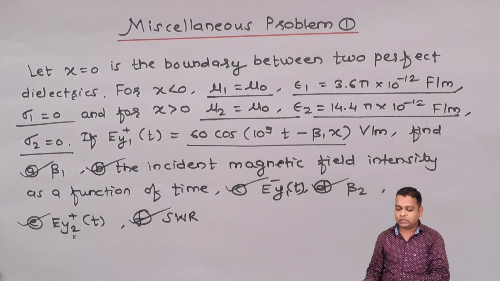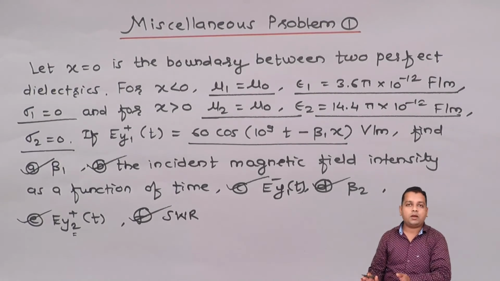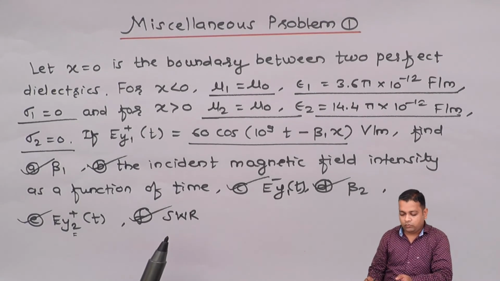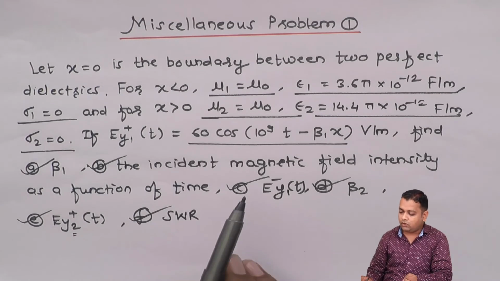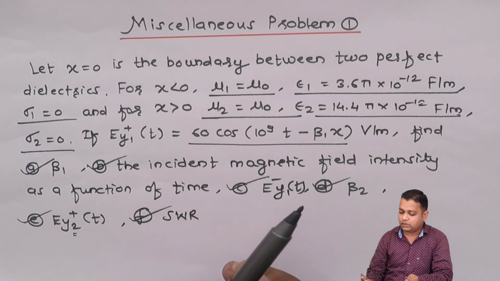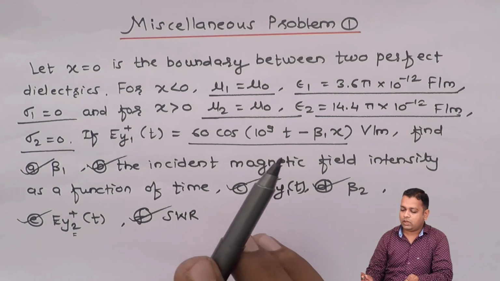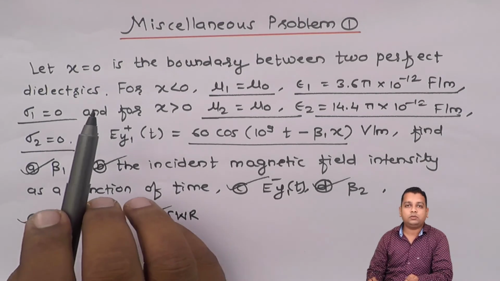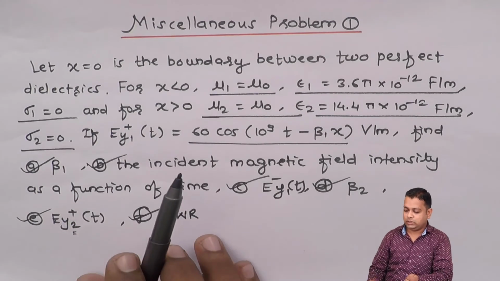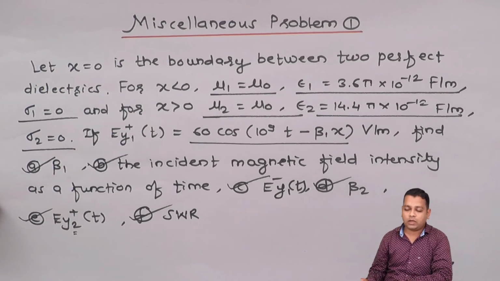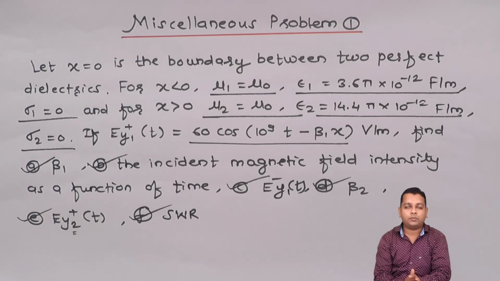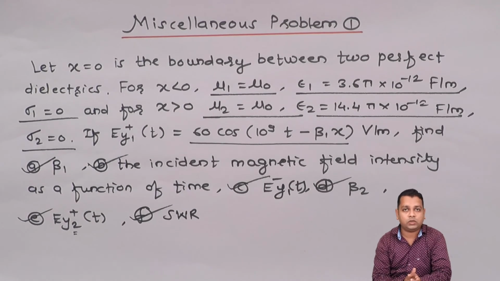So this way, for miscellaneous problem number 1, we had the concept of standing wave ratio, the concept of incident as well as transmitted waves, along with the time domain representation of these waves at the interface separating the two perfect dielectrics. I hope the reflection of the electromagnetic wave right at the interface between two perfect dielectrics is very clear to us. In the subsequent video, we shall take up miscellaneous problem number 2.